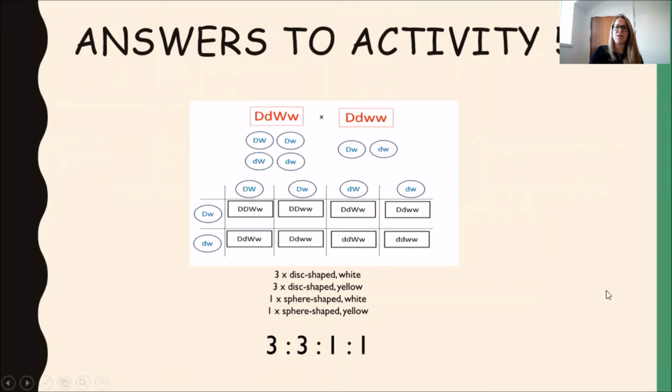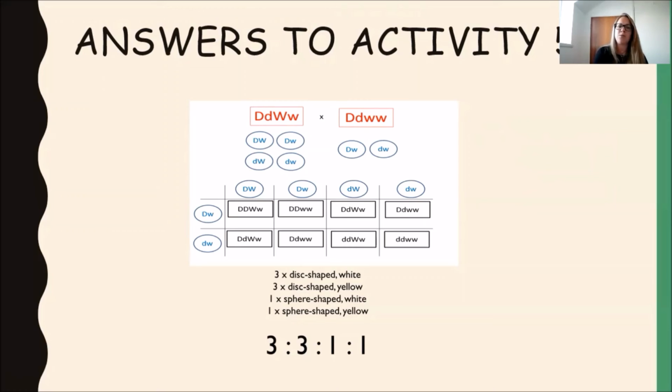Okay, the answers to activity 5. At the top you can see we've got the parent genotypes, and then written down the different gametes. We've put the gametes for one parent along the top, the different gametes for the other parent along the bottom, and then we've counted up how many we've got.